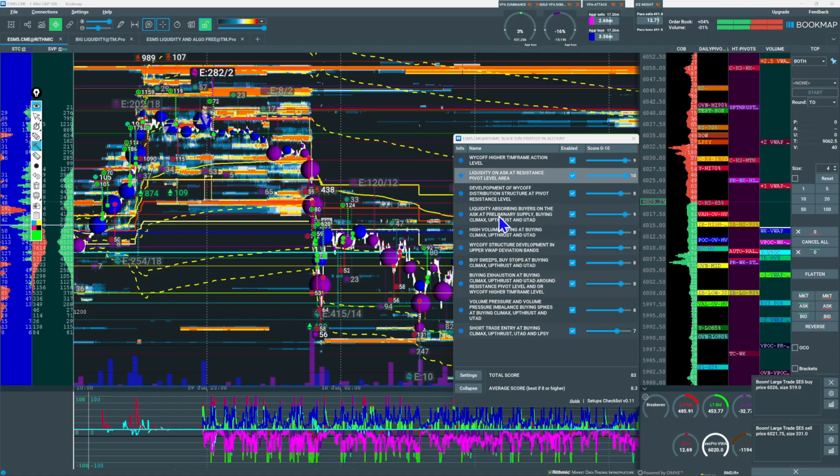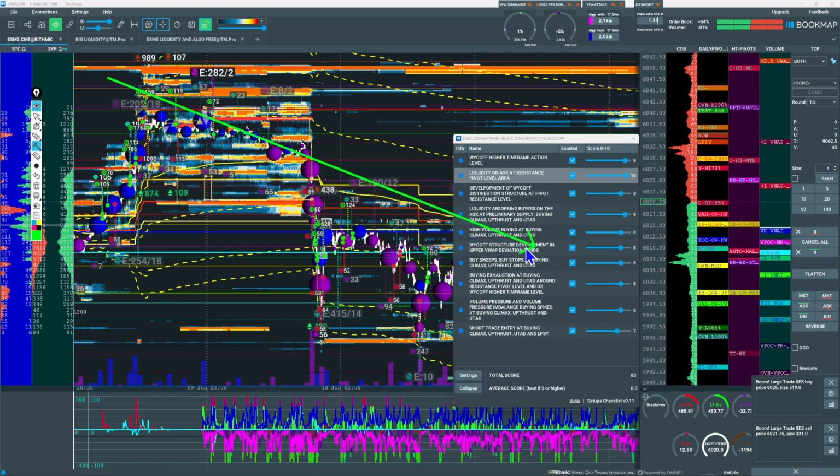We're looking for liquidity absorbing buyers on the ask or the offer at preliminary supply, buying climax, upthrust, and UTAD. We have liquidity absorbing on the buying climax, and around here on the test stepping in, we have stacked liquidity as well, right? So high volume buying at buying climax, upthrust, and UTAD. High volume buying, this right here, high volume on the test.